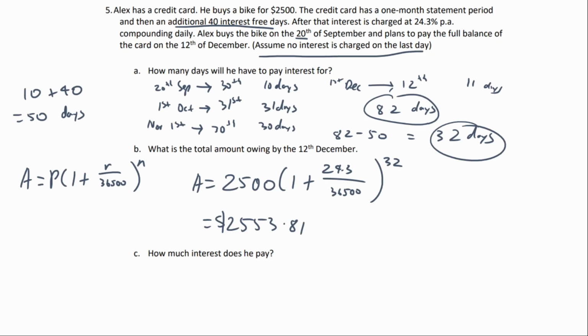And to find out how much interest he pays, it's going to be A minus P. So that's going to be 2,553.81 minus 2,500, and that will give you a value of $53.81. So that should be your answer there.